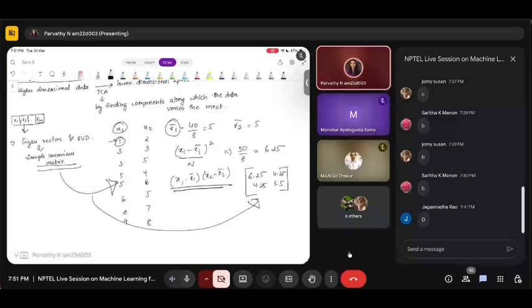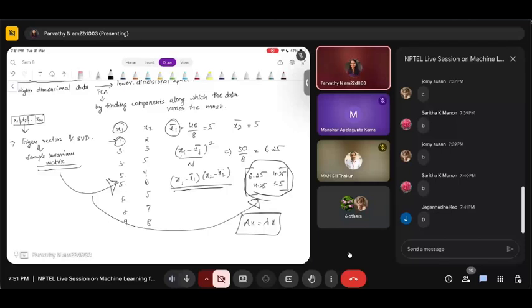So once we have a covariance matrix, then we can find its eigenvalues. So we have this equation, a number times x. From this we can find the eigenvalues and eigenvectors of this covariance matrix. And these eigenvectors are the principal components.